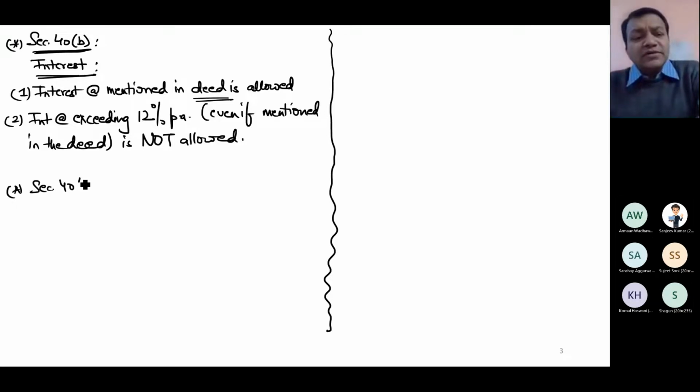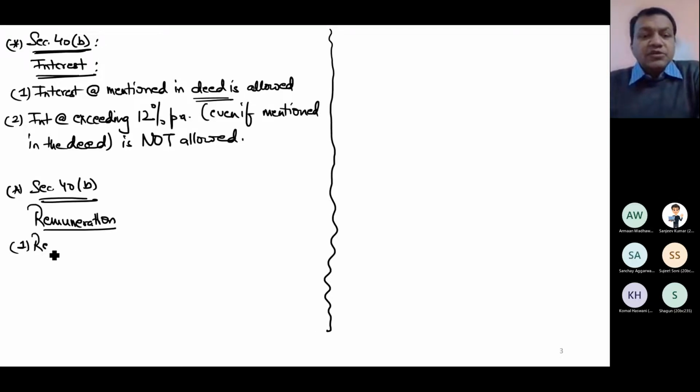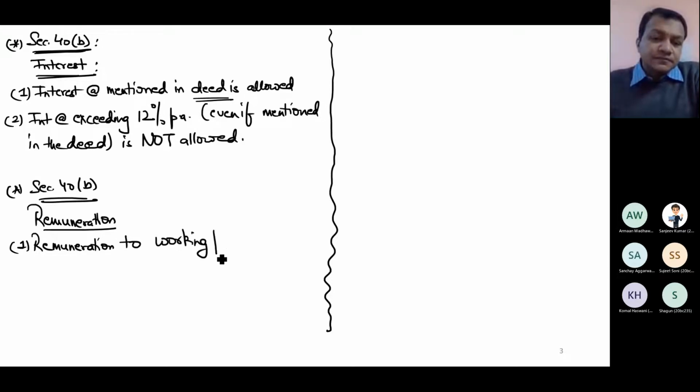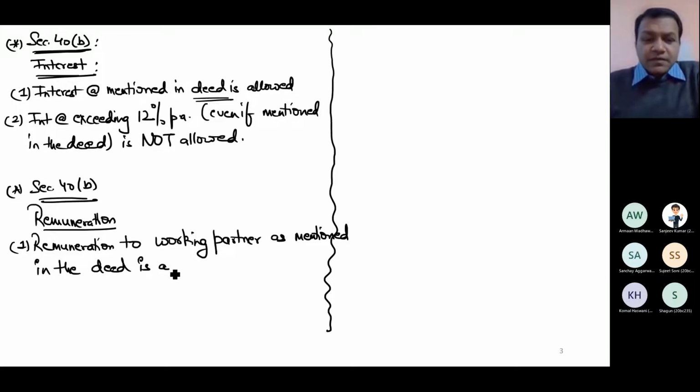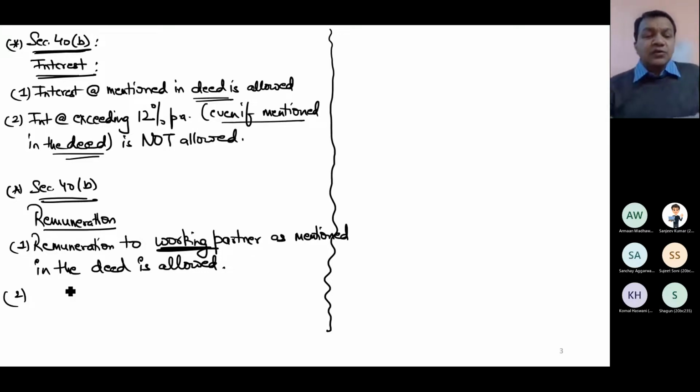Section 40 clause B doesn't talk about only interest, it talks about remuneration also. Remuneration to a non-working partner is disallowed. Remuneration to working partners as mentioned in the partnership deed is allowed. Remuneration to a non-working partner is never allowed. So first of all, remuneration must be only to a working partner, and that too must be mentioned in the deed. Now just like interest, where even if mentioned in the deed, exceeding 12% is not allowed, the same is the case with remuneration.